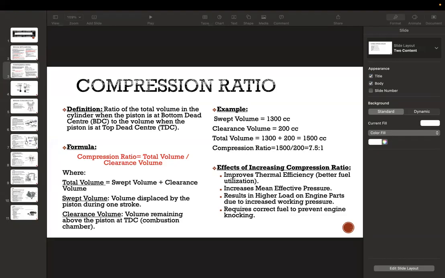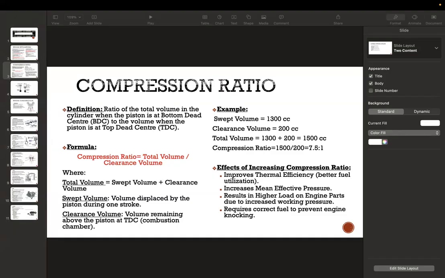Okay, so we'll just finish this. It's a small chapter. With this, we'll be done with our introduction into engines. So the first thing that we are going to talk about for today is your compression ratio. Now, what is compression ratio? It is the amount of the total volume your cylinder can hold to the volume when your piston is moving up towards the TDC.